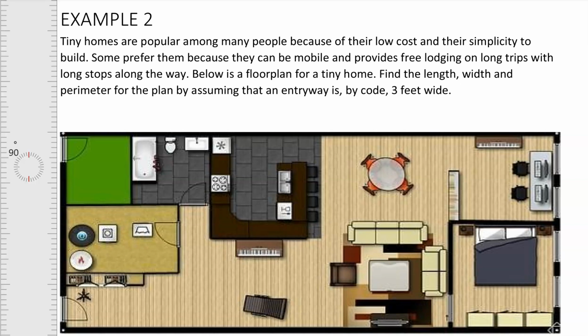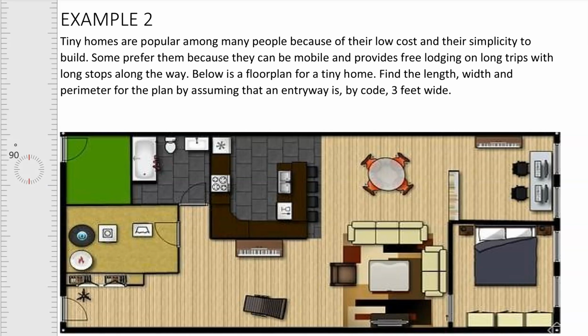So I'm going to whip out my ruler and notice that there are 2 entryways on the left-hand side. So there's one right here and another one right here. And so I'm going to pull out my ruler and notice that on my ruler, the entryway is 1 centimeter. So the way that we can create this legend is 1 centimeter is equal to 3 feet. That is going to make our conversions a little bit easier this time around.